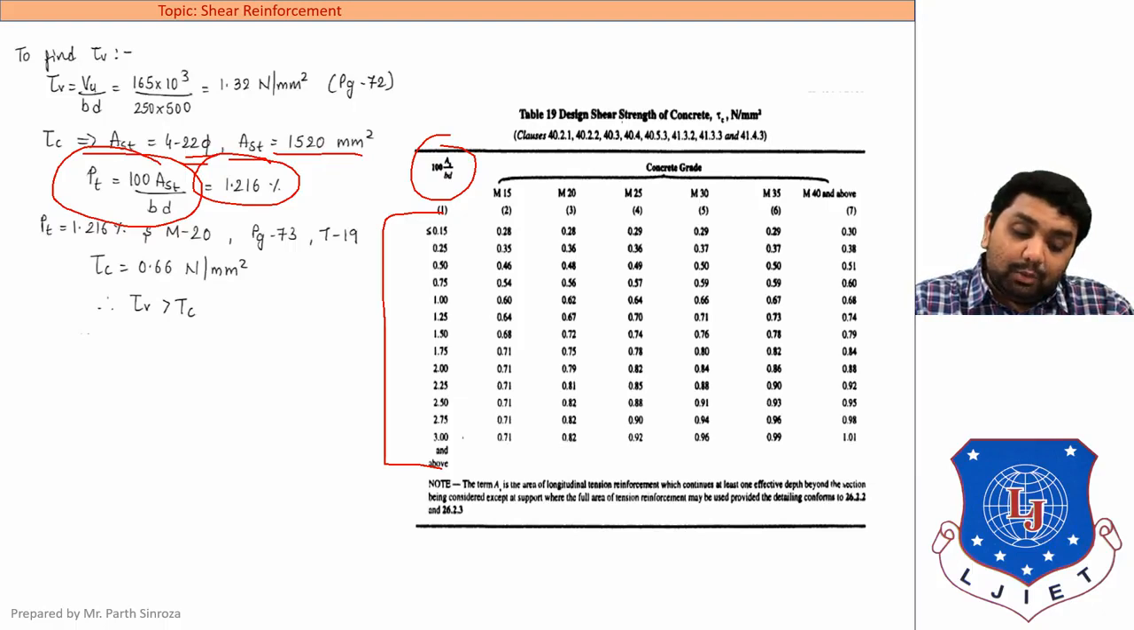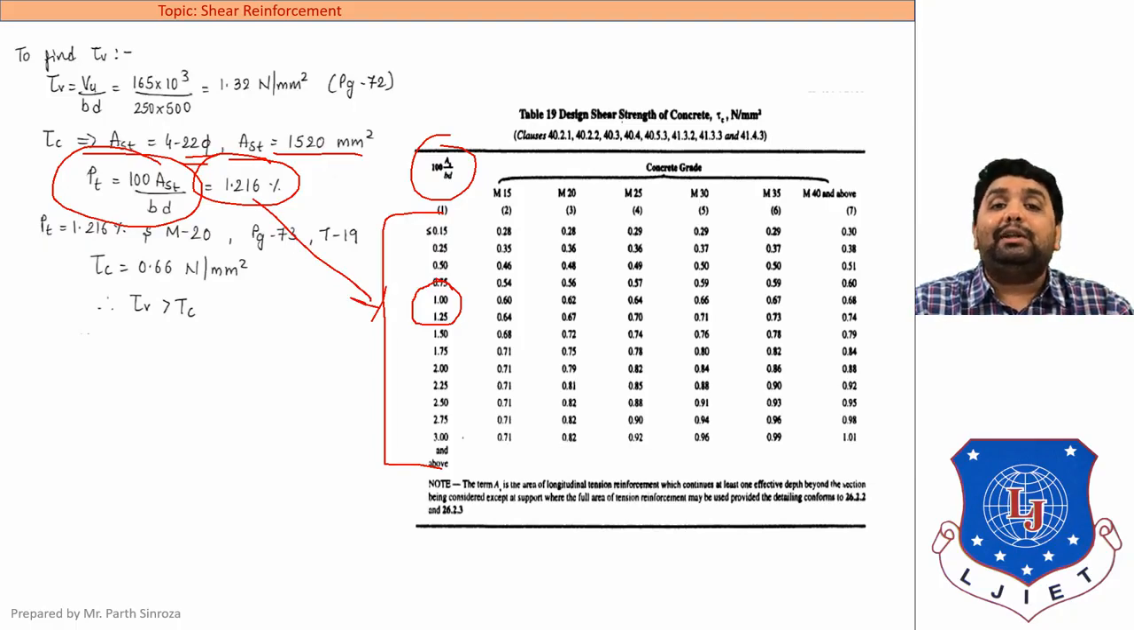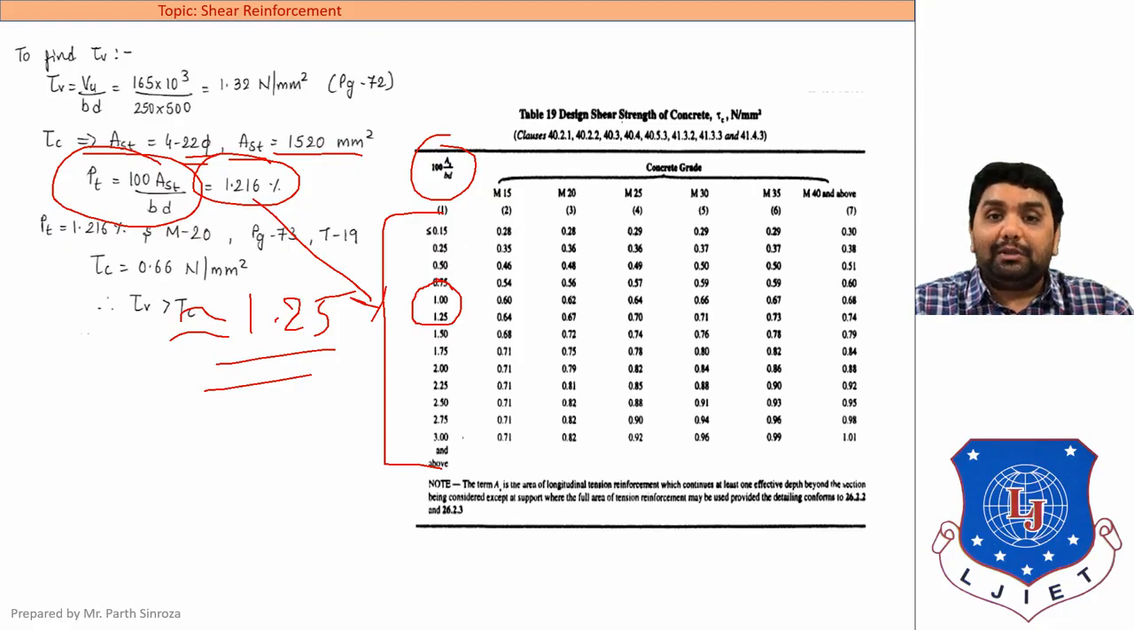In this table you can't see the value directly mentioned as 1.216. Here we can see that our value falls between these two portions, that is between 1 and 1.25, so we will be interpolating it. Again, we can't just round it off to 1.25. This method will be wrong, as we are dealing with minute decimals.